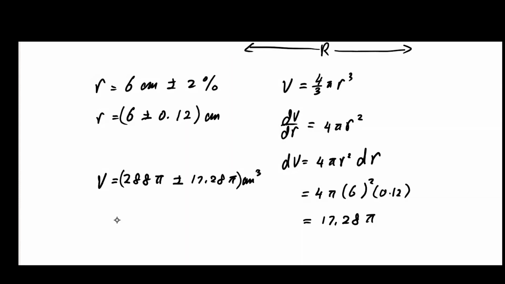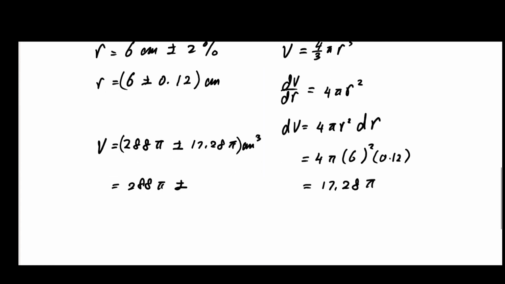Percent error. This is the same thing as 288 pi plus or minus. How do we calculate the percent error? Is it 17.28 pi divided by 288 pi? Is that what percent error is? Okay, somebody calculate that and tell me. And you should get, is it 6%? Yeah, exactly 6%. That's amazing, huh? Do you understand the whole thing? If you have a question before I move on to just the percent error calculation, let me know right now.